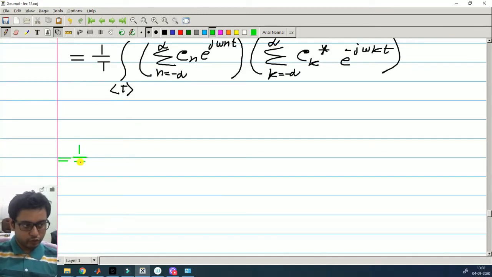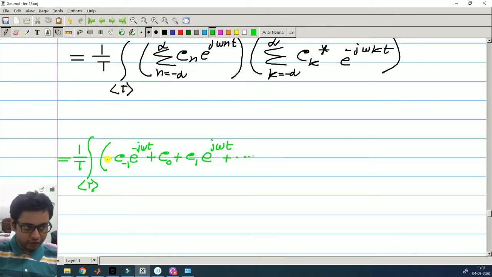Now we have 1 over T integration over a cycle. Then let me expand this summation as c0 plus c1 e to the power j omega 1 t, and on the other side c minus 1 e to the power minus j omega t, and this sum will continue over minus infinity to plus infinity.